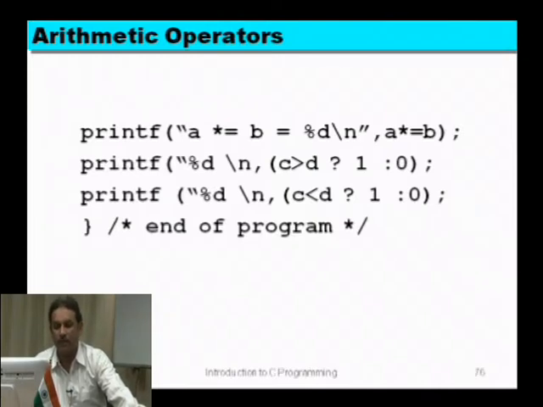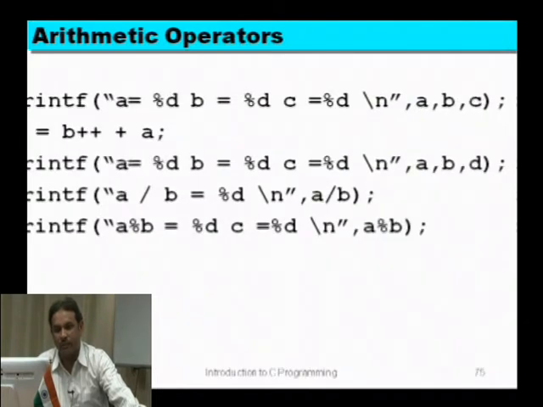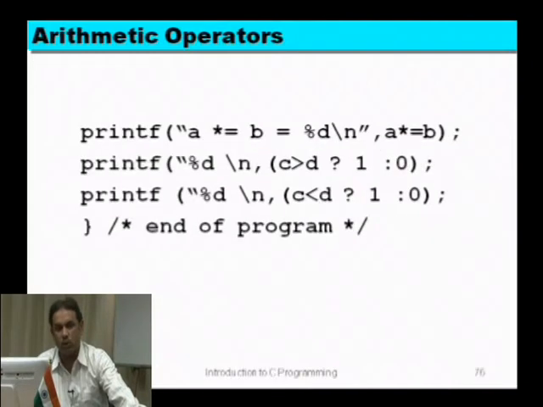Yes. Then a *= b. What is the value of this? It's a short notation for assignment. So it's nothing but a is equal to a multiplied by b. So what is the value of a *= b? Here the value of a has become 16 and the value of b has become 11. So 16 into 11, the value of a is equal to a multiplied by b, is 16 into 11, which is 176.